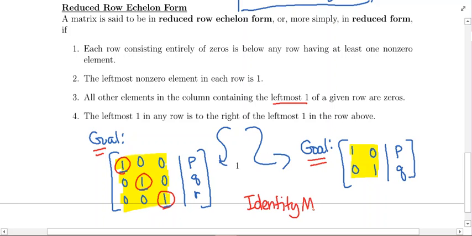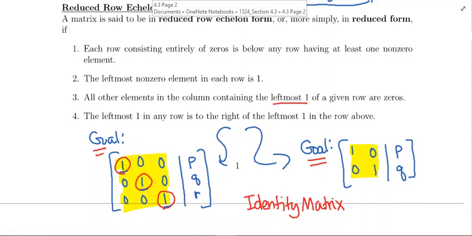So the identity matrix is where you have ones on the main diagonal and then zeros above and below those, okay? So your goal in Gauss-Jordan elimination is to have the identity to the left of the vertical bar, okay? All right, so that's what that word means, okay?